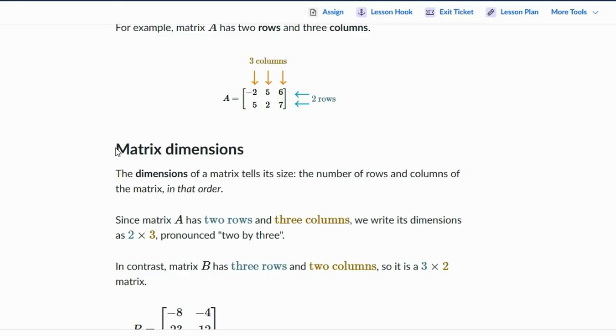So when we talk about the matrix dimensions, that tells the size of the matrix, the number of rows and columns in that order. That's the important part. The rows are first. Rows, then columns. So since matrix A has 2 rows and 3 columns, we write it as a 2 by 3. It's a 2 by 3. There are 2 rows, 3 columns.